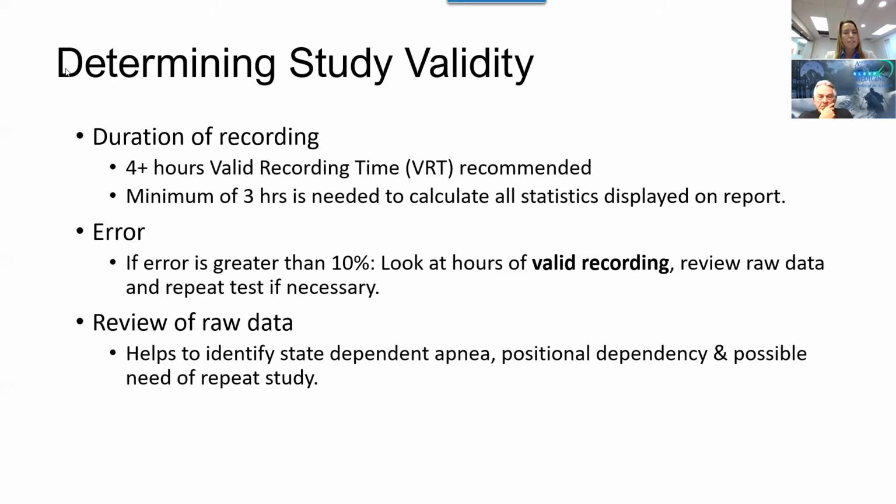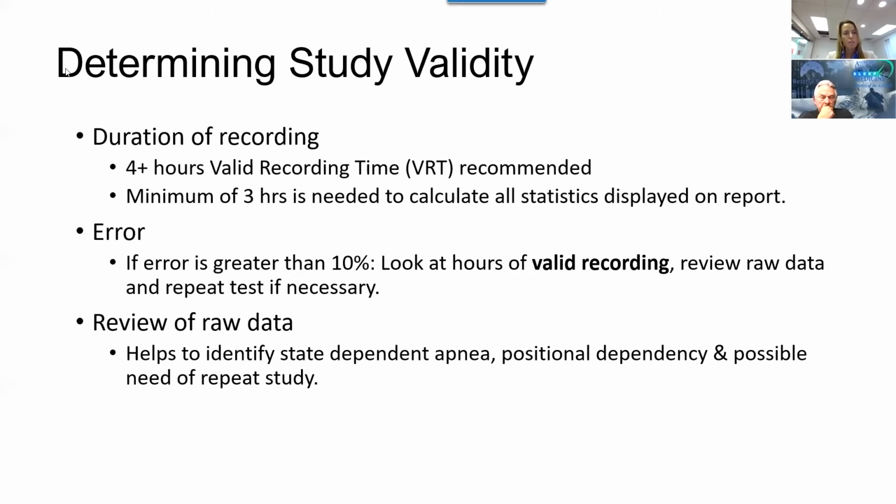Another thing to look at is if the error is greater than 10%, this doesn't necessarily mean that you have a bad test. What we want you to do in that situation, though, is it's very important to look at the raw data to see where that error occurs. And we'll go into some examples of when you may want to do a repeat test versus just take that into consideration or not, when it's not a concern at all.